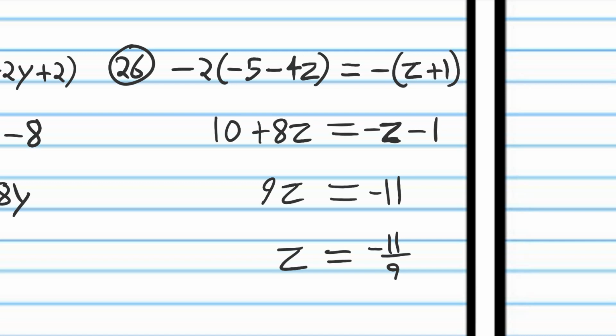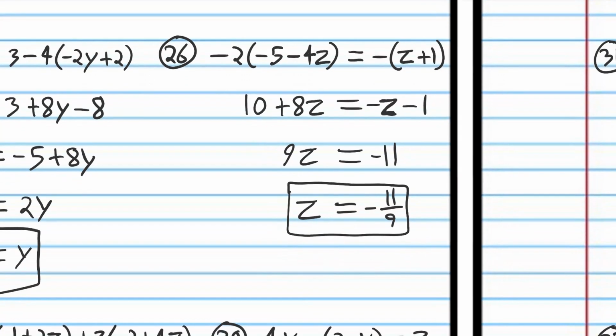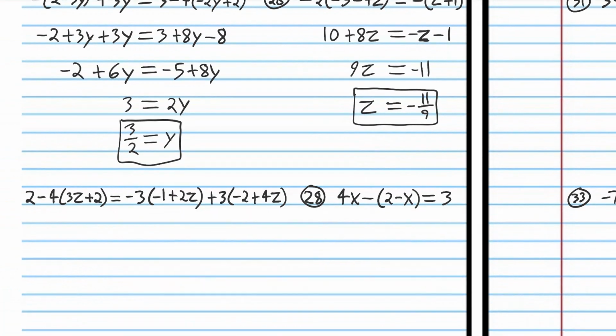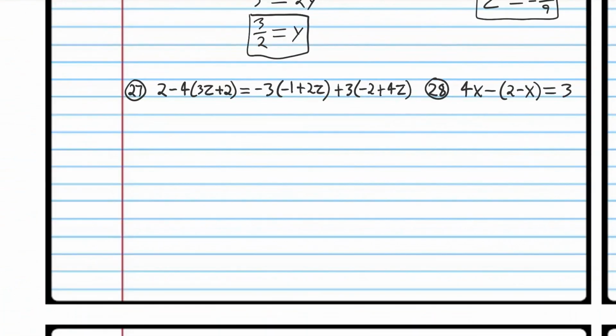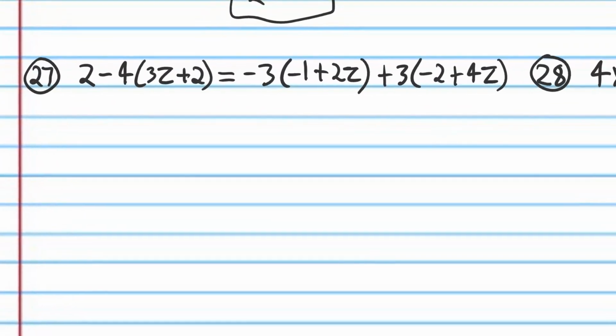And like I mentioned before, you can put the negative in the numerator, or you can put it next to the fraction line. You can even put it in the denominator, but that's really unusual, so you probably don't want to do that because it's going to look weird. So if you got negative 11 over 9, good job. All right, so on to 27. Go ahead and attempt 27, and when you come back, we'll do it together. All right, we're back.